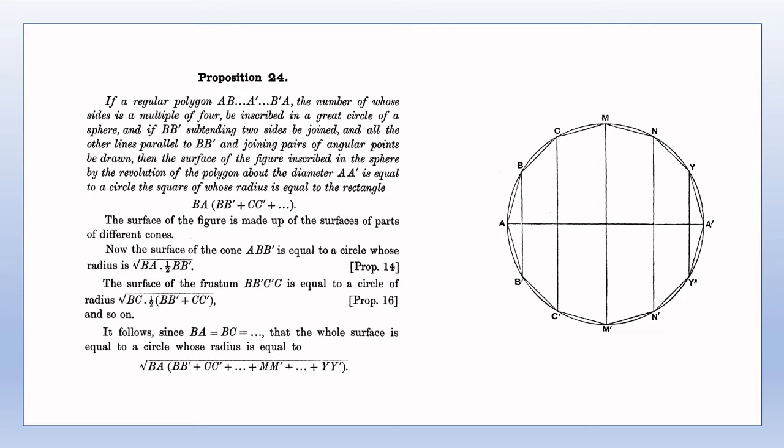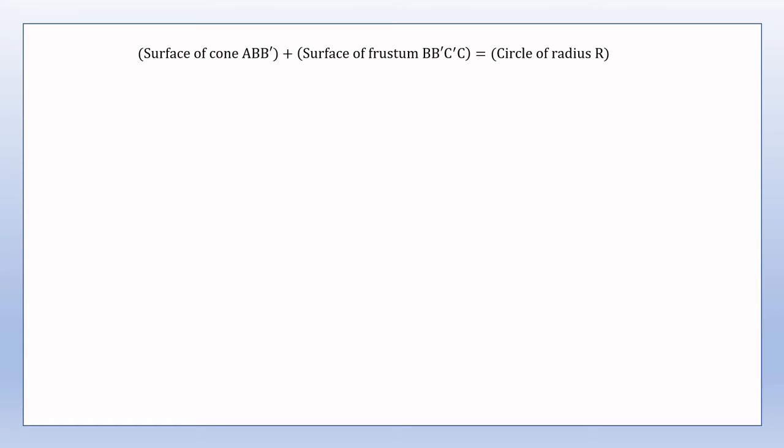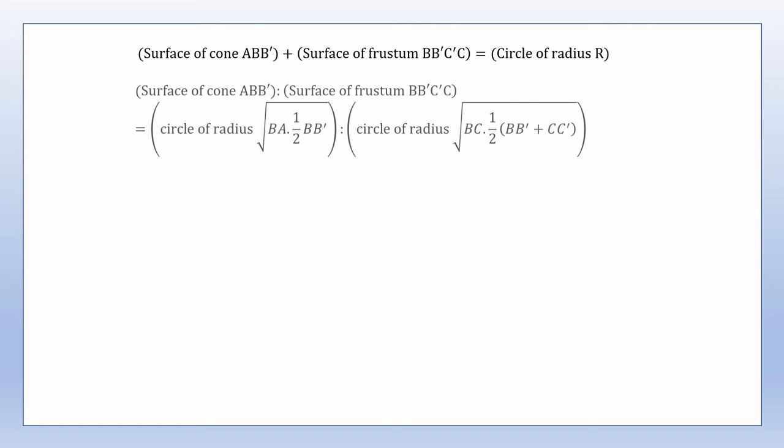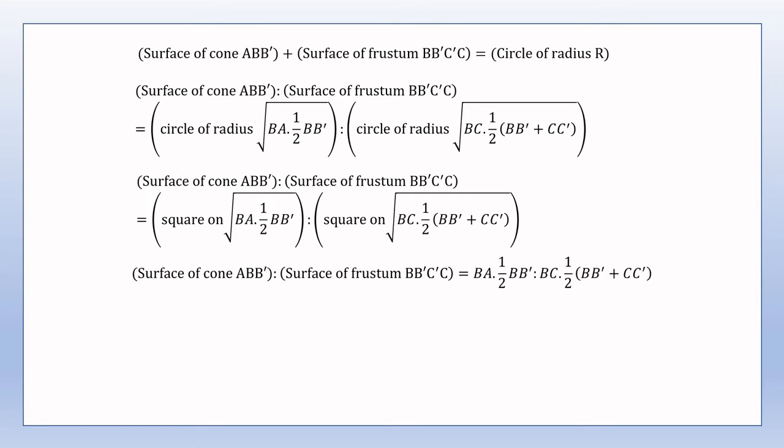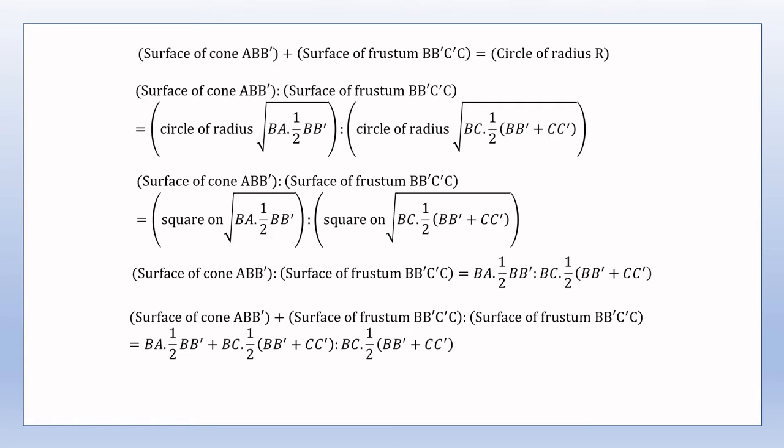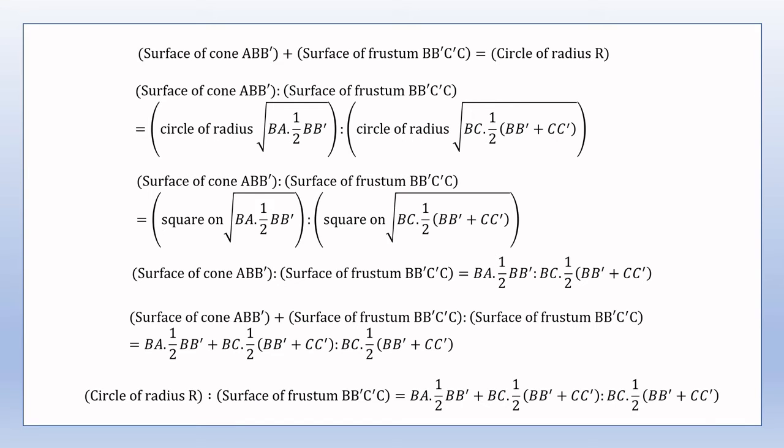For proposition 24, let the surface of the cone ABB' plus the surface of the frustum BB'C' be equal to a circle of radius r. Then using the results of proposition 14 and proposition 16 we have as shown. And so by Euclid 12.2 and Euclid 5.11 we obtain as shown. That is, the surface of the cone ABB' to the surface of frustum BB'C' is equal to BA times a half BB' to BC times a half BB' plus CC'. Then by componendo we obtain as shown. And thus we have.